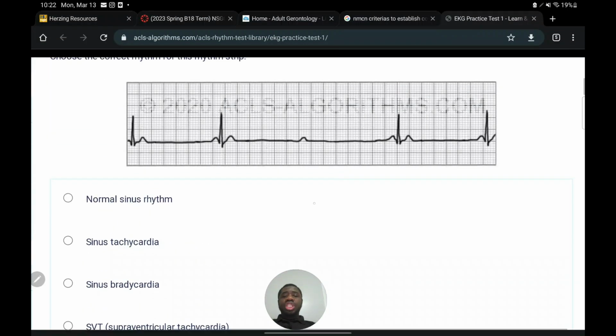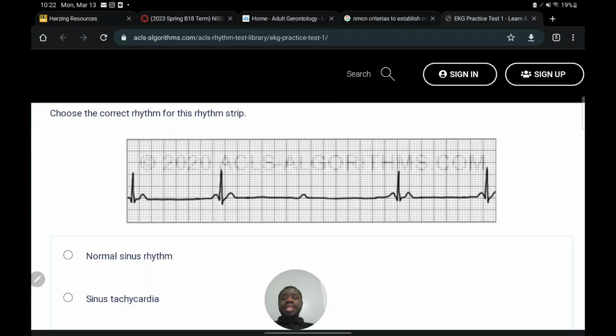So now this is another question. Let's count the rate here: 1, 2, 3, 4. There are 4 R waves, and this means that the rate is 40 beats per minute. It is below 60, so we can say that this is a form of bradycardia, but we cannot conclude yet. Do we have P waves? Yes, there are P waves, another P wave, another P wave. But this is a P wave that is not followed by a QRS complex. So this makes the graph abnormal.